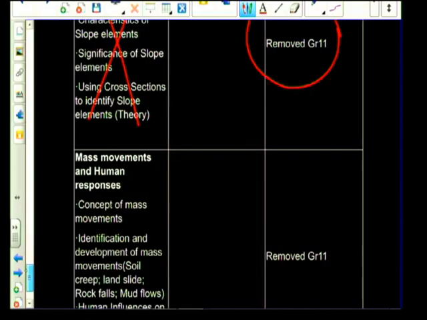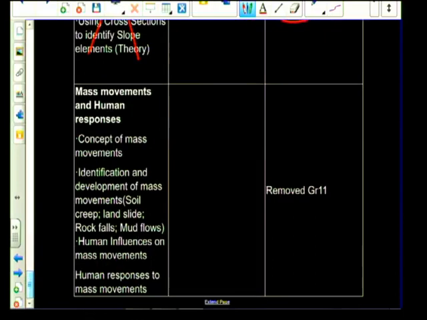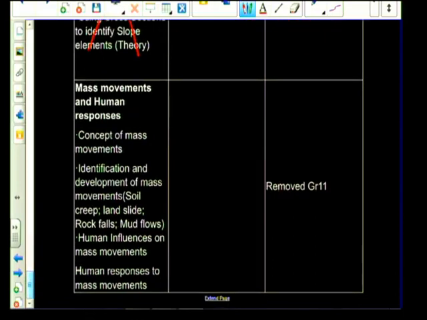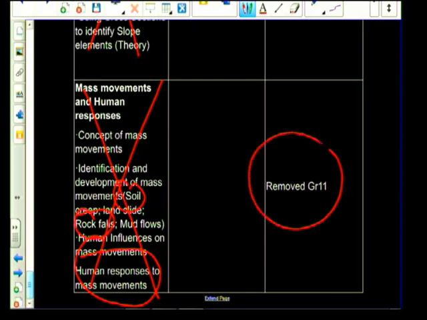Mass movements, okay, and human responses, where you've done all your soil creep, your rock falls, and the impact on people. This whole section on mass movements, you will remember from last year, has been removed to the grade 11 curriculum. Let's look at the sample question on this section.